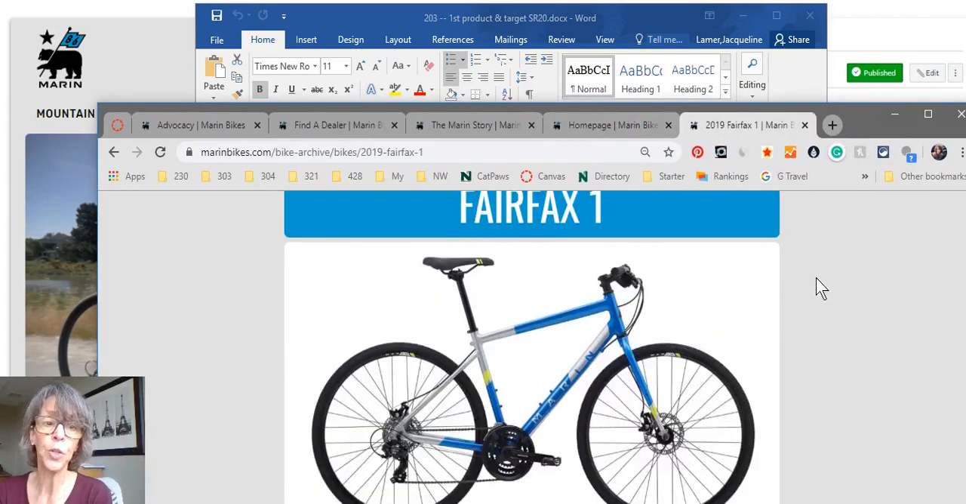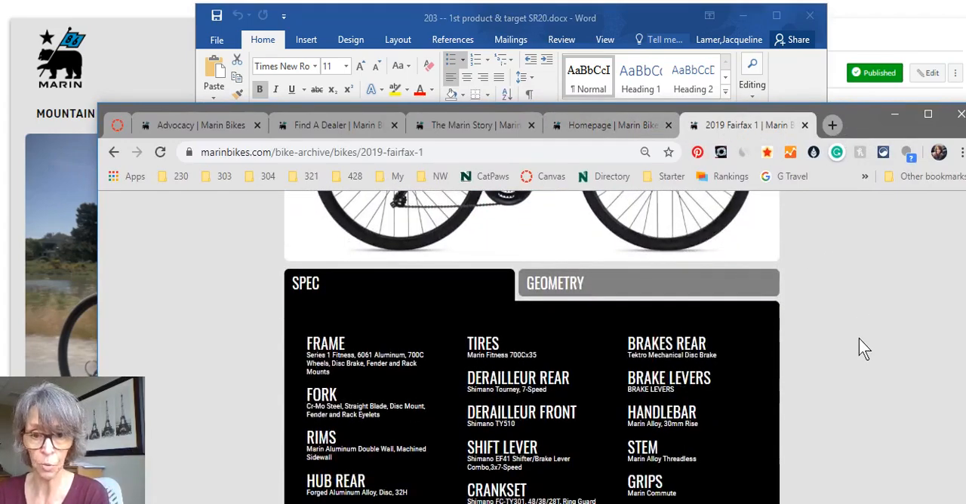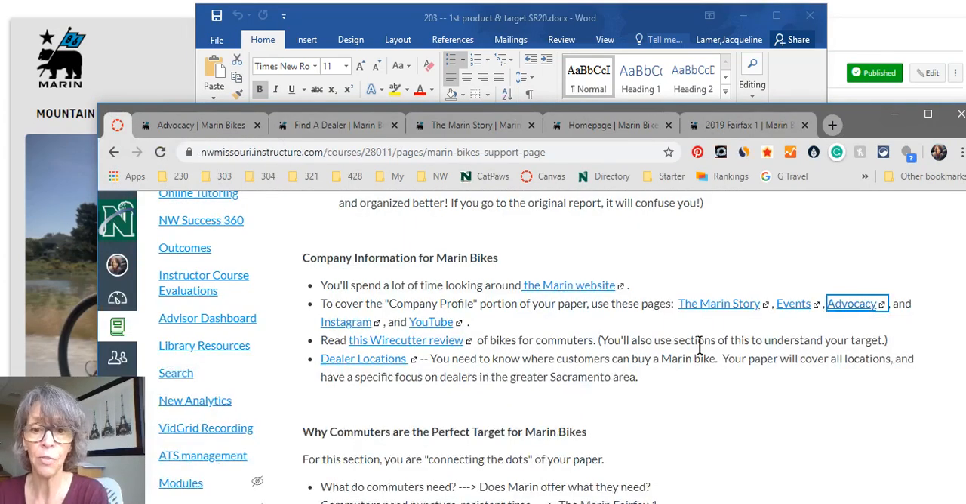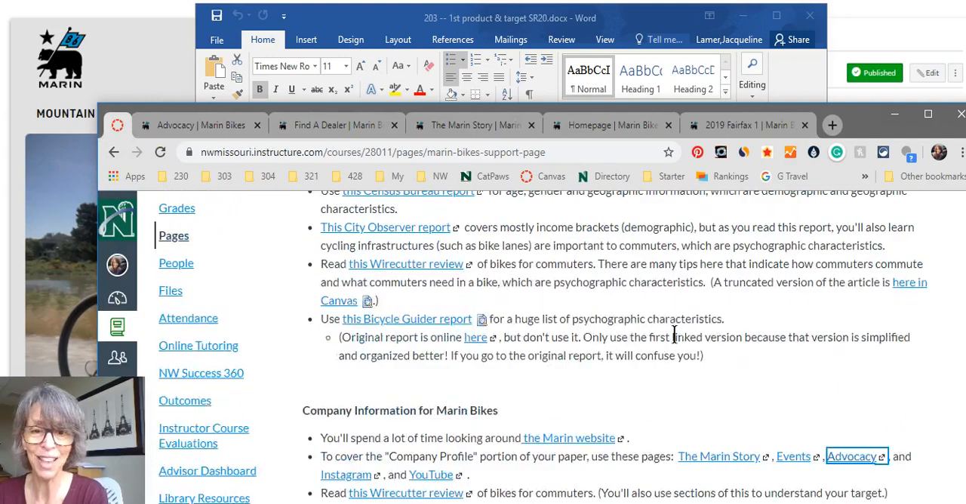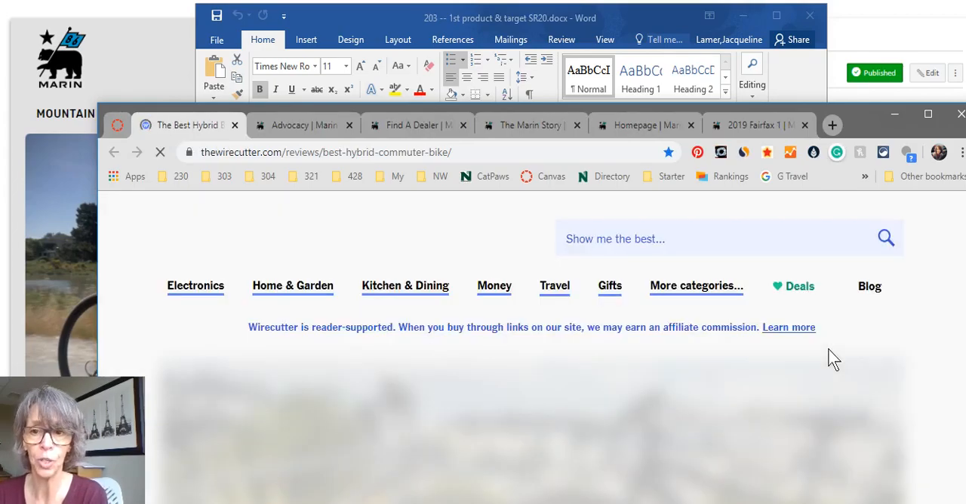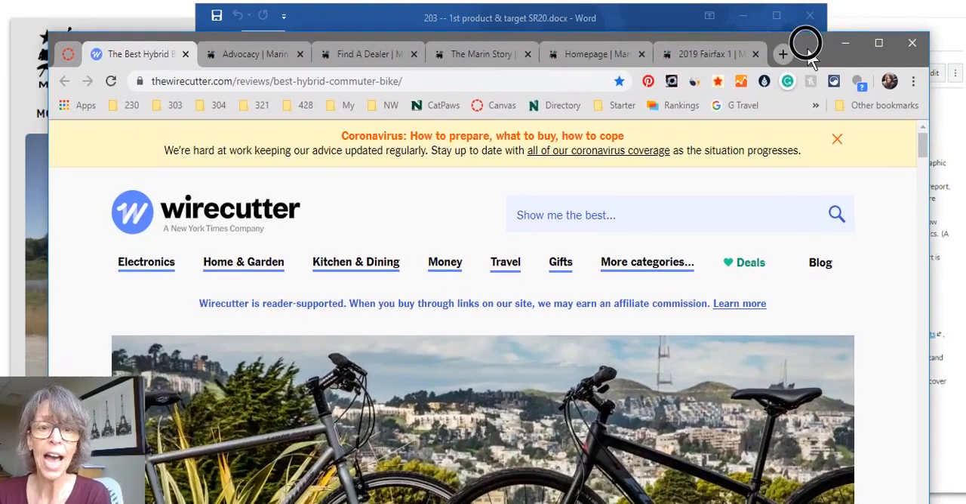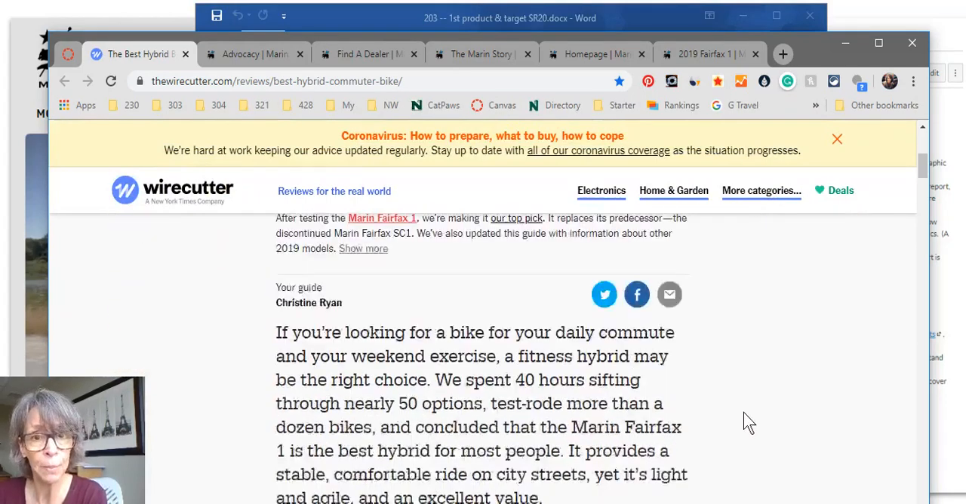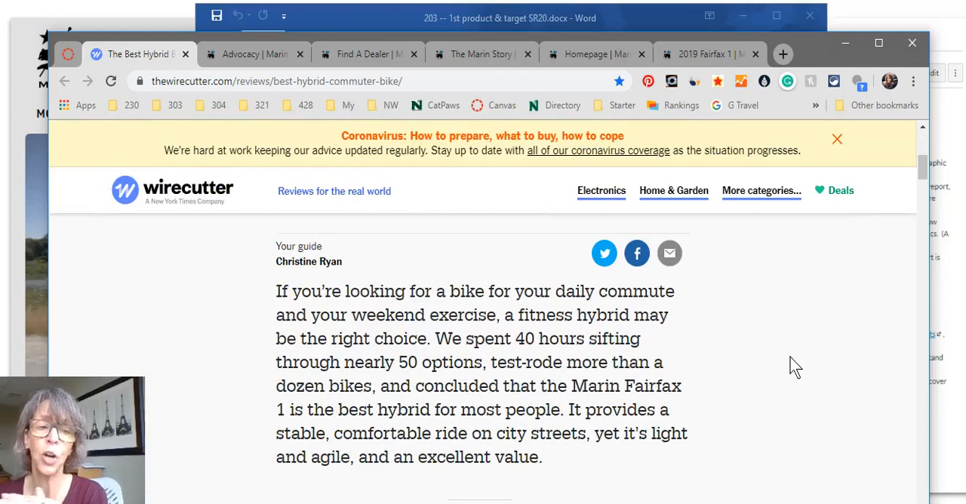So this is where you're going to use material from this portion of the website, but you're also going to use material from that handout that we read in class. Remember that? I printed out and handed out in class this Wirecutter story. And in class, we sat and read this story. I gave you a little bit of an abbreviated version compared to what I'm linking to here now, because I took off all of the other commuter bikes that Wirecutter looked at.